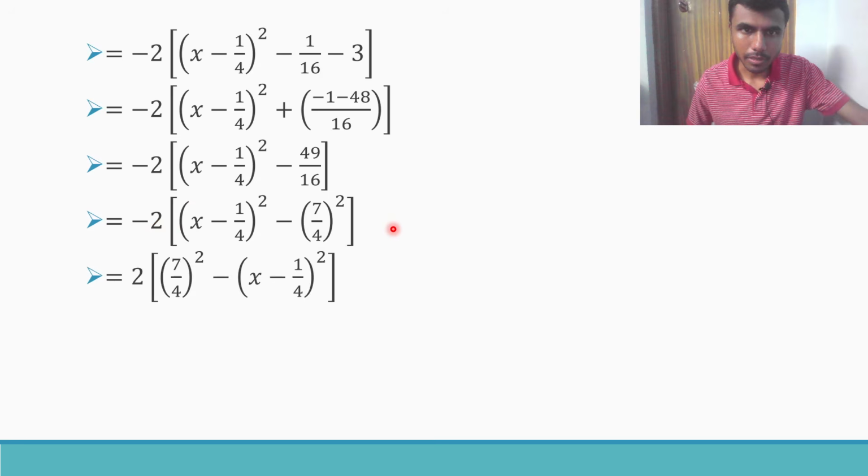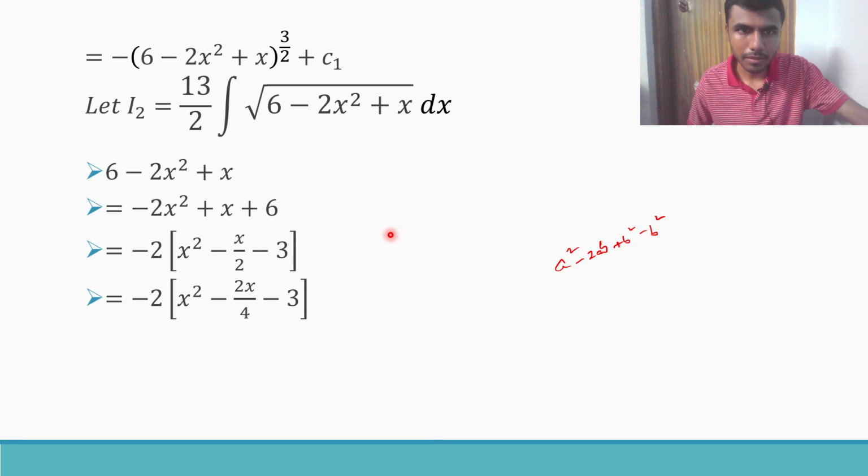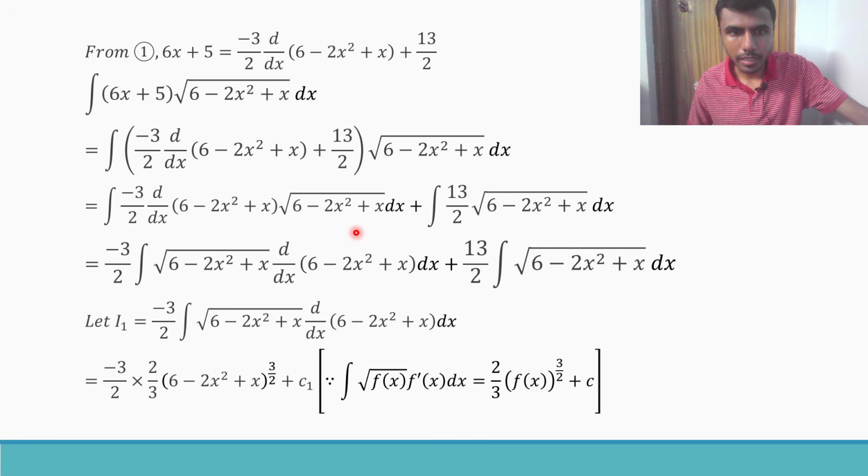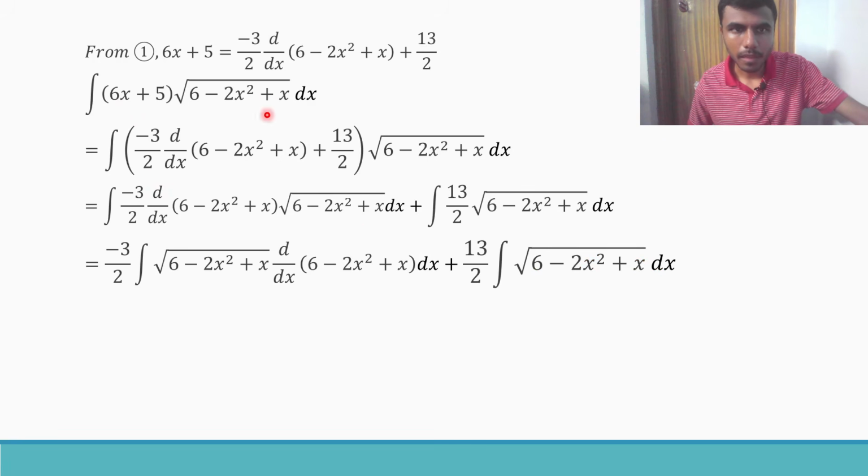Now if you remember, we had to integrate this. So this came out to be this integral plus this integral. Basically I took this as I1 and this as I2. So my final answer, this integral, is nothing but I1 plus I2.